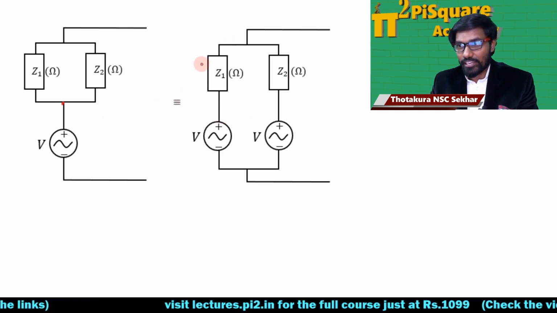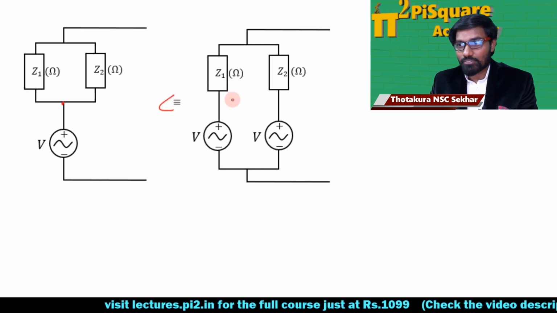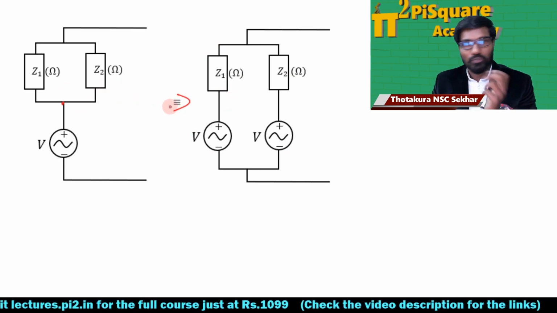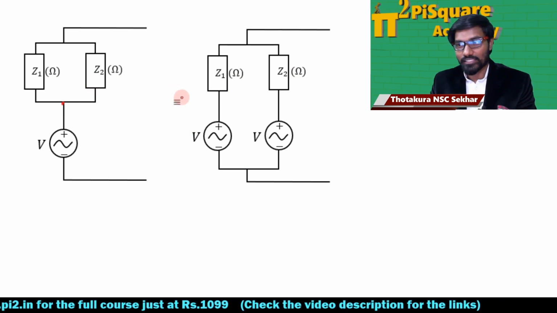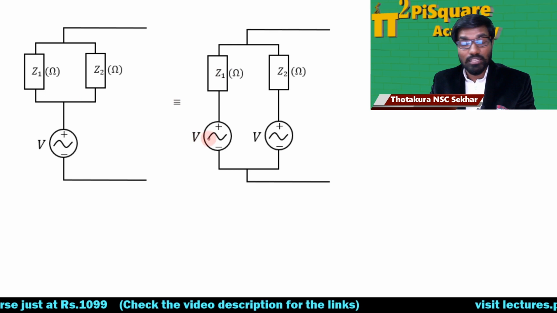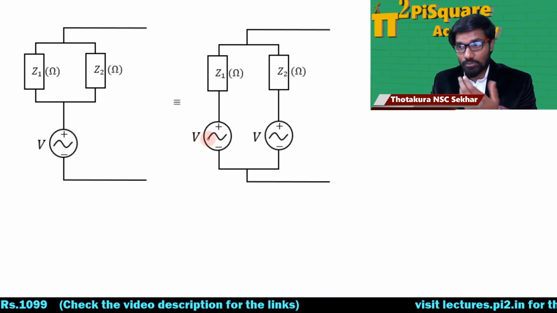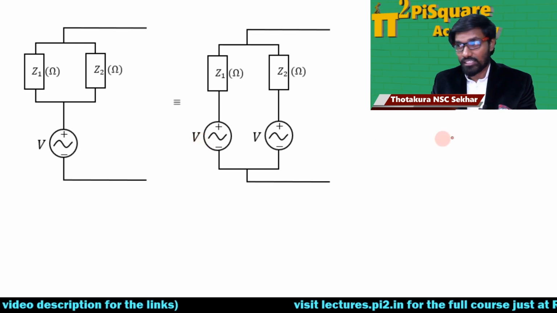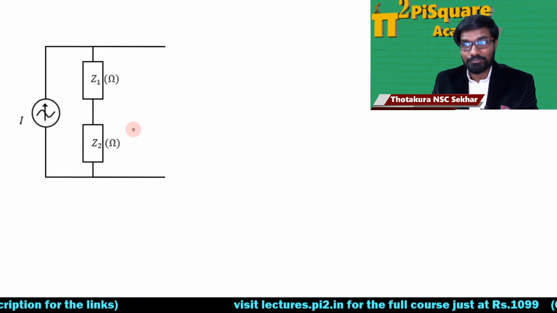Of course, if you have this, you can transform this into this. If you have this, you can transform this into this. Both ways it is valid. Both are equivalent. Careful with this. This will be helpful for analysis of transformers as well as synchronous machines, and this will be very much helpful. Next, what about the currents?